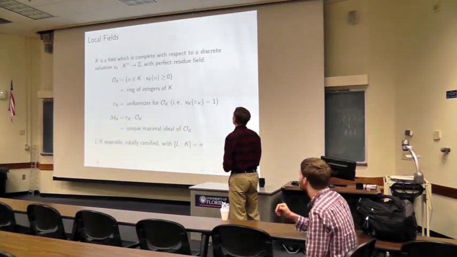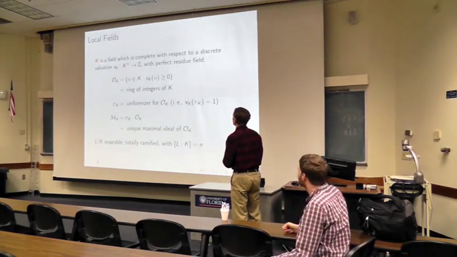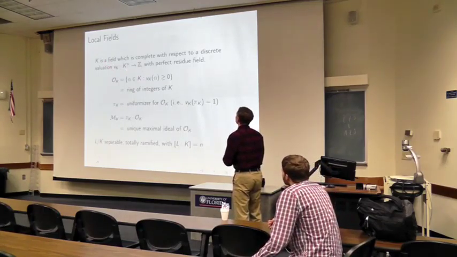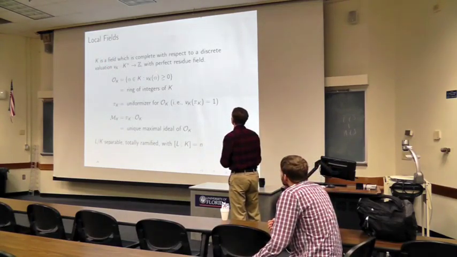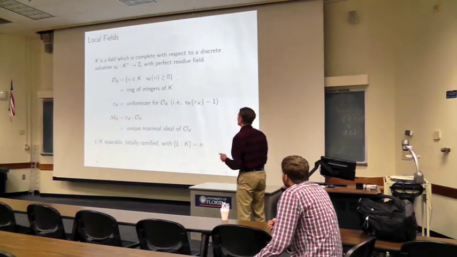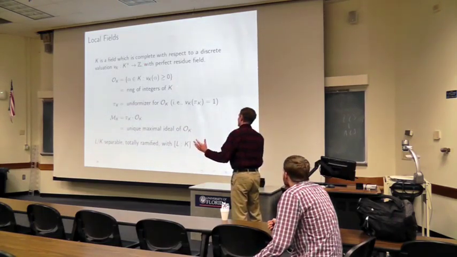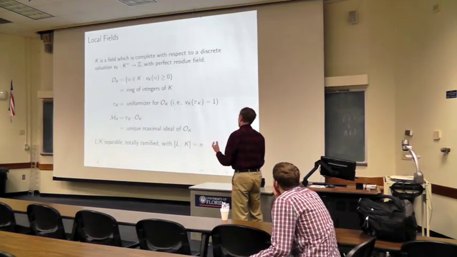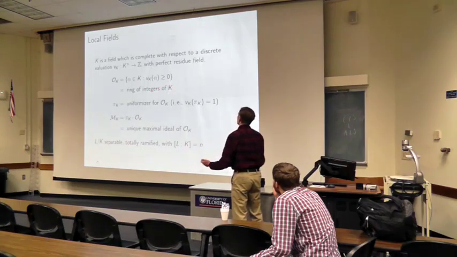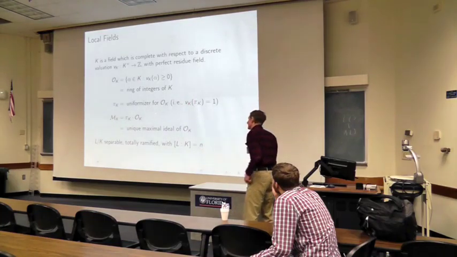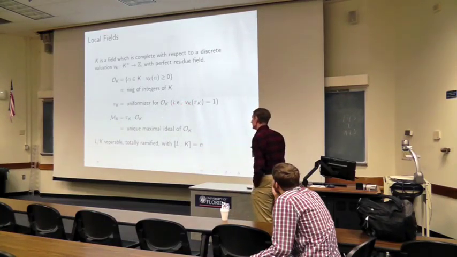So, well, the valuation of the field K, and then the residue field is perfect, so I guess implicitly I'm assuming it's characteristic p. Then you have the integers O sub K, which is all the things with valuation greater than or equal to 0. And then you have a uniformizer for O sub K, which is something with valuation 1. O sub K, the ring of integers, is a local ring. Its unique maximal ideal is generated by the uniformizer.